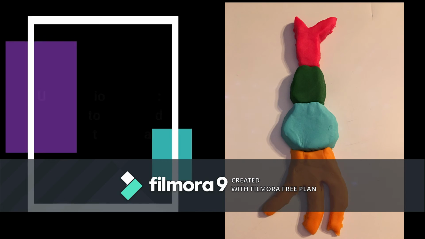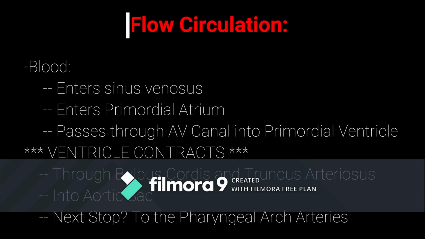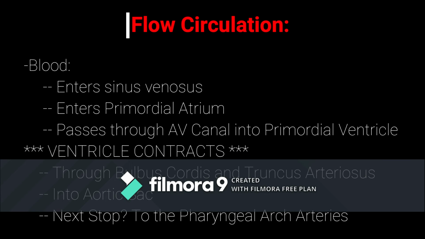When discussing circulation through the heart tube, it is important to note that there is unidirectional blood flow that occurs through the tube traveling caudad to cephalad, or venous to arterial. Blood will enter the sinus venosus, and from the sinus venosus it will enter the primordial atrium. It then passes through the AV canal into the primordial ventricle.